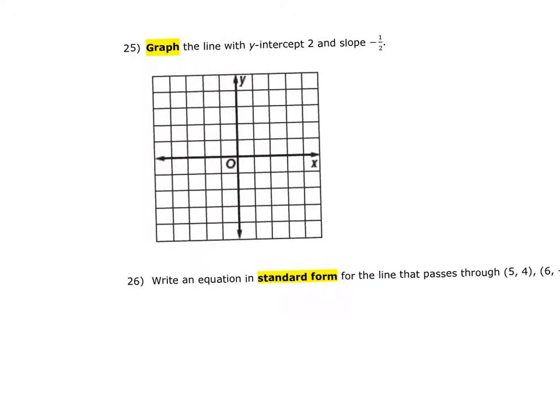Great. 25. Hopefully you guys find this one pretty easy. The y-intercept is 2. That means that I'm going to go to 2 on the y-axis. And I'm going to go down 1 to the right 2. So I go down 1 to the right 2, put a point, and I can keep on doing that and put another one if I wanted to make 3 points. But all you really need to make a straight line is 2 points.